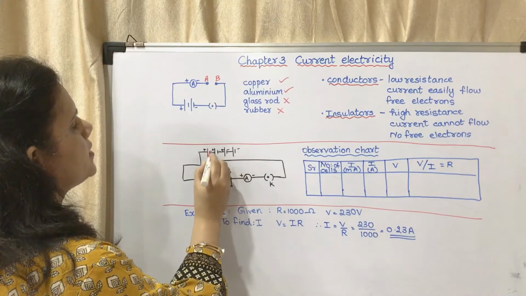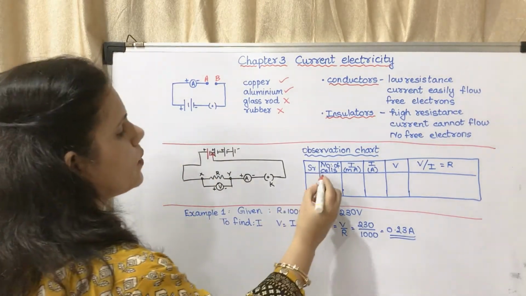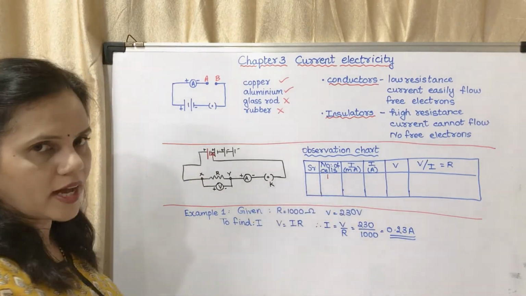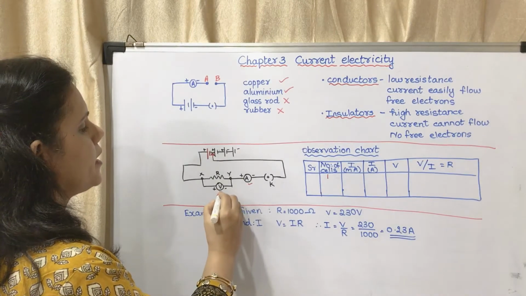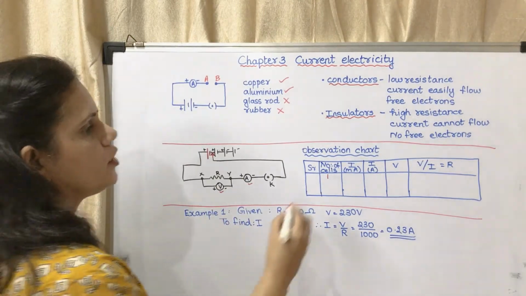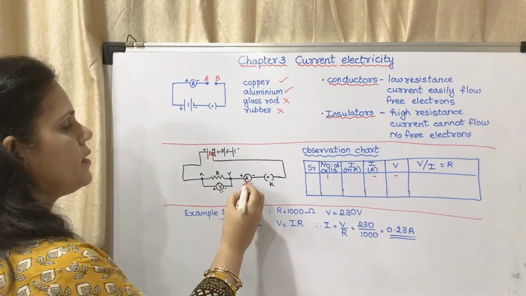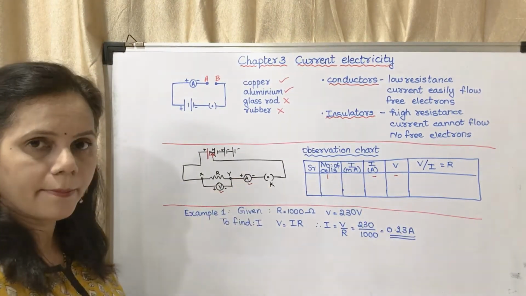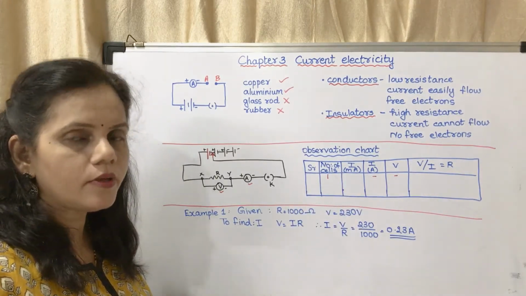This wire is connected here, which means only one cell is connected. So when the number of cells is 1, what will be the ammeter reading and what will be the voltmeter reading? You have to write the ammeter reading and the voltmeter reading. Whatever reading you get in the ammeter is in milliampere, so you have to convert it into ampere.